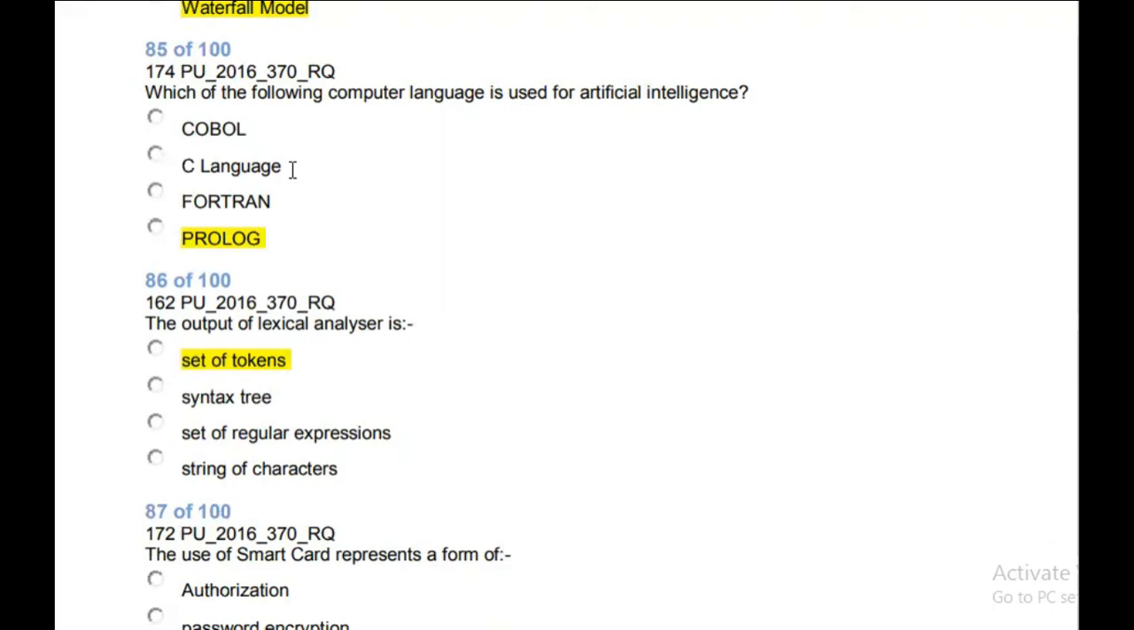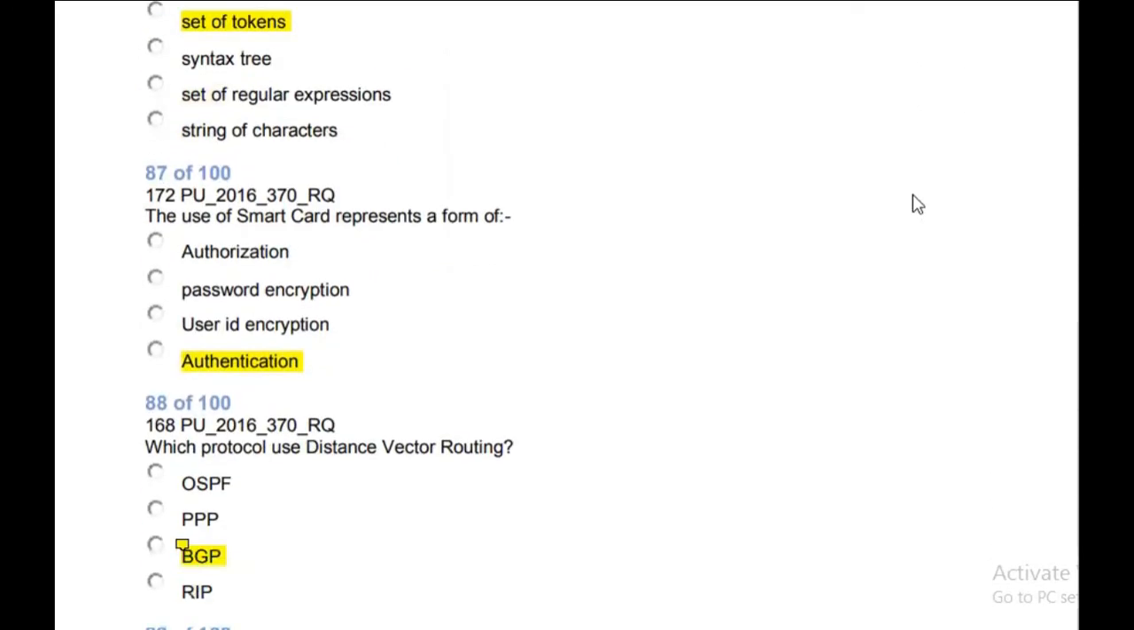The next question, question number 86. The output of lexical analyzer is set of tokens. Option A is correct. The output of lexical analyzer is set of tokens. So next question, question number 87.